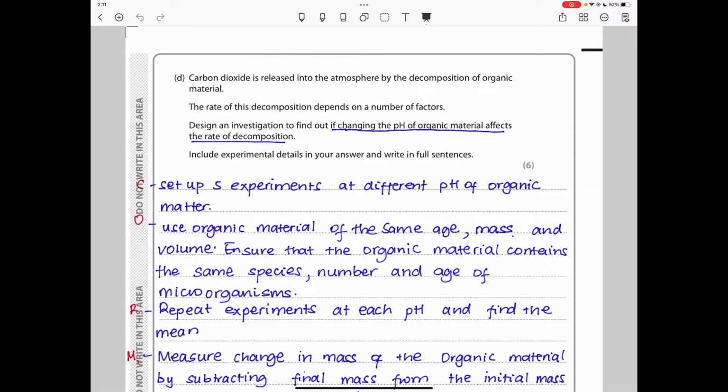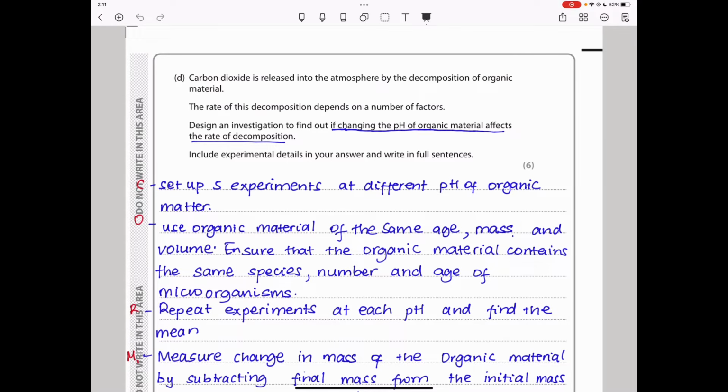Now, one thing we have to know is which one is the independent variable and which one is the dependent variable. In this case, we are changing the pH of the organic material. So you have to know pH has to be changed. We have to know how we are going to change it.